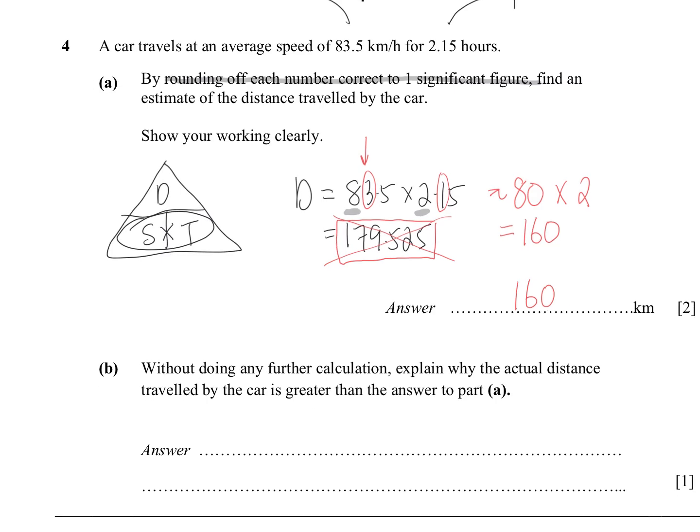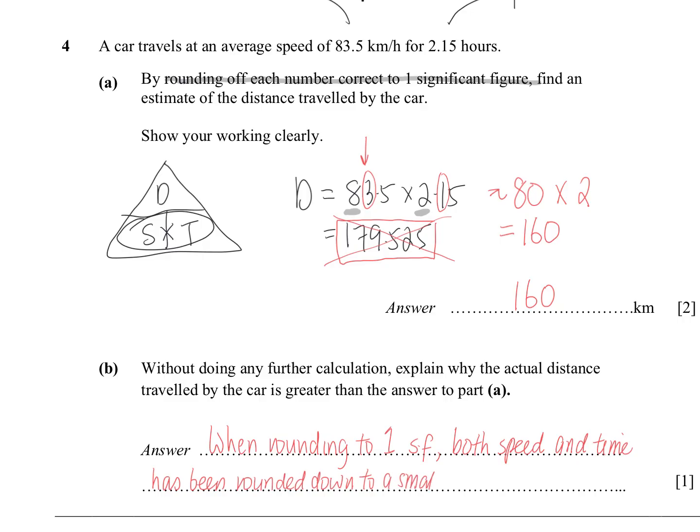So they say without doing any further calculation, explain why the actual distance is greater. Okay, so you can say when rounding off to 1 SF, both speed and time have been rounded down to a smaller value. Hence its product will be smaller.